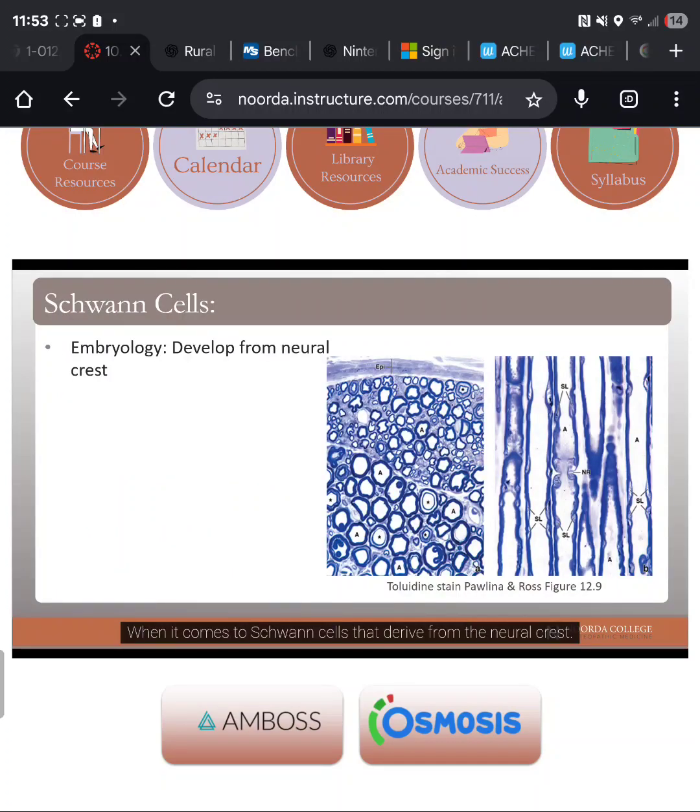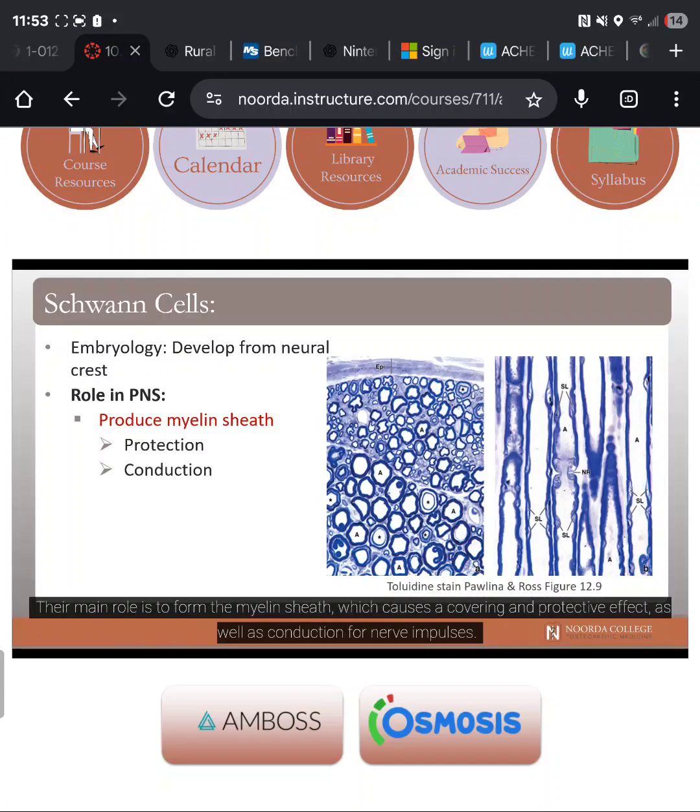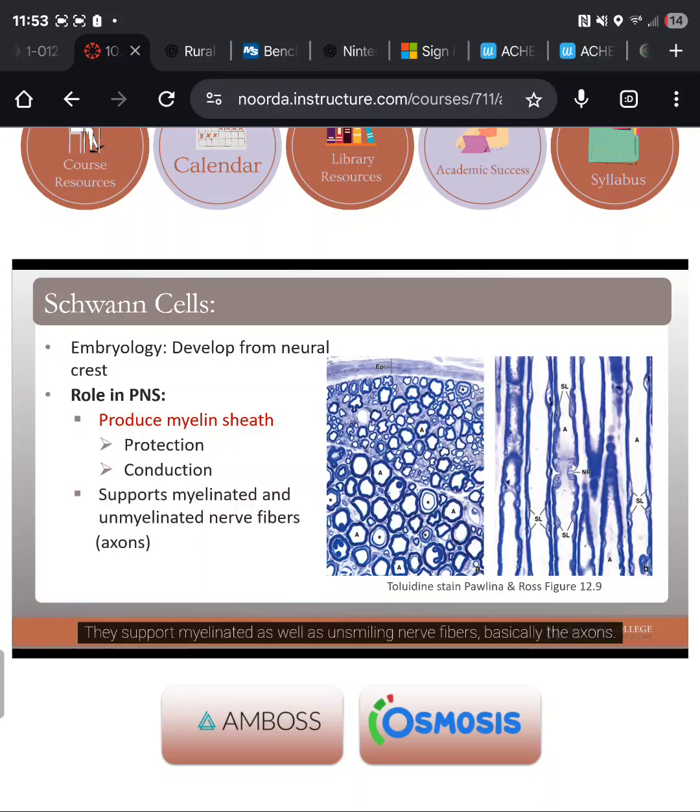When it comes to Schwann cells, they're derived from the neural crest. Of course, they're located in the peripheral nervous system. Their main role is to form the myelin sheath, which causes a covering and protective effect, as well as conduction for nerve impulses. They support myelinated as well as unmyelinated nerve fibers, basically the axons.